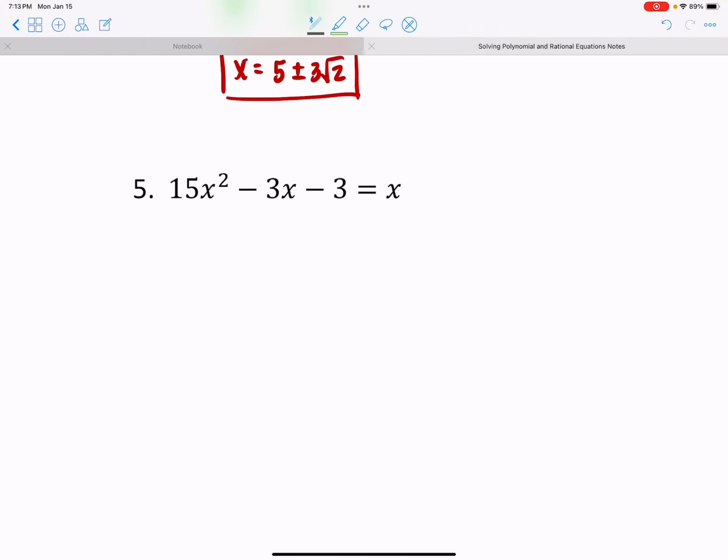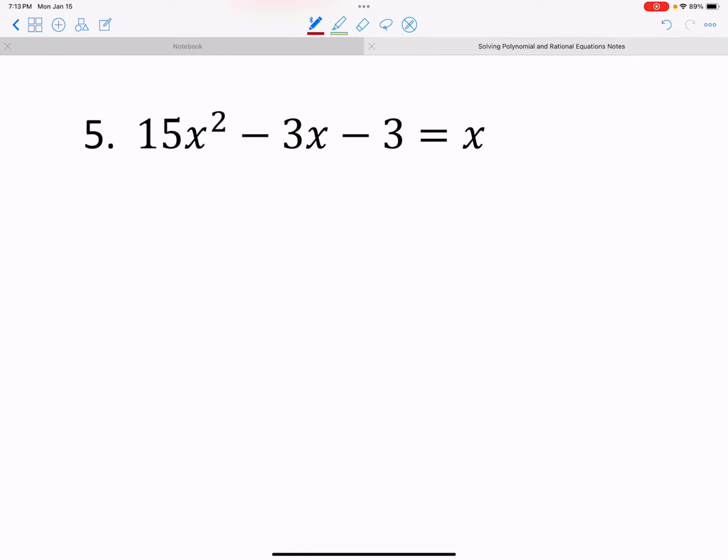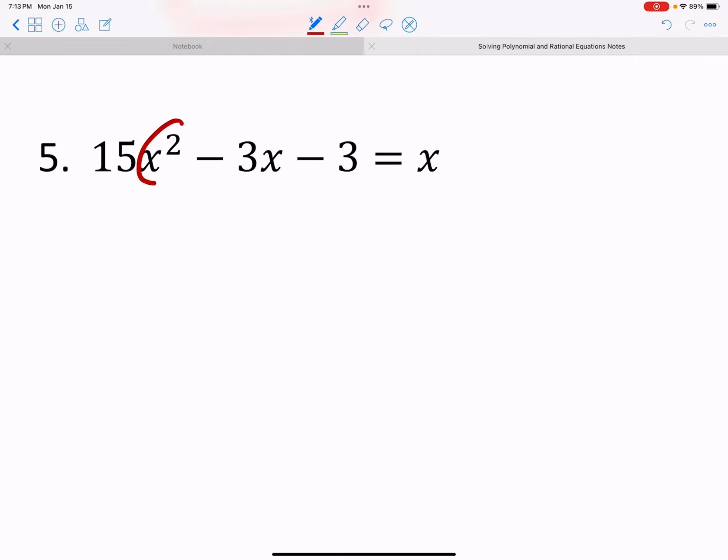And so let's try another one. I think this will be another one where we can factor. Again, I'm not going to be able to just get this x squared by itself because I have linear terms along with that quadratic term. So I want to try to factor.